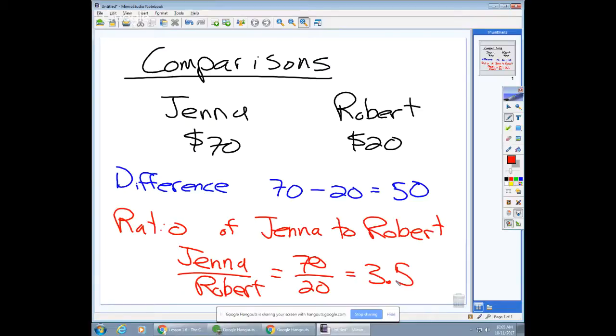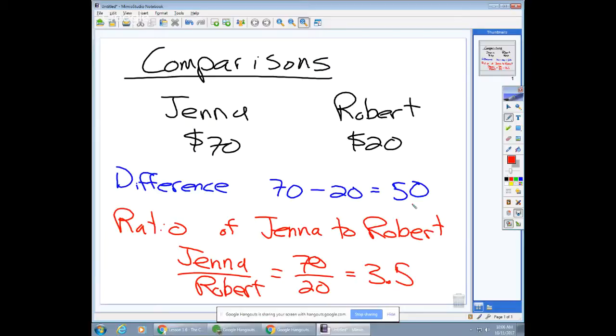Now, there's a whole bunch of other divisions I could have done. I could have done Robert divided by Jenna. I also could have done the difference divided by either one of them. Robert's sitting there thinking, hey, man, that's not fair. She got more money than me. I want a raise. What kind of raise would I have to give him? When we talk about things like raises, that's looking at the difference divided by one of the other things. Did we do the difference divided by something here? No, we did a direct ratio of 2 numbers.